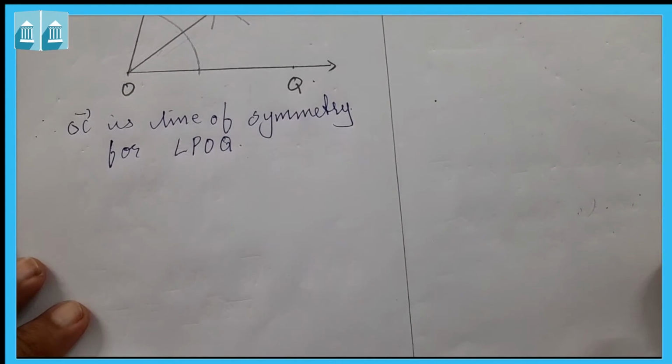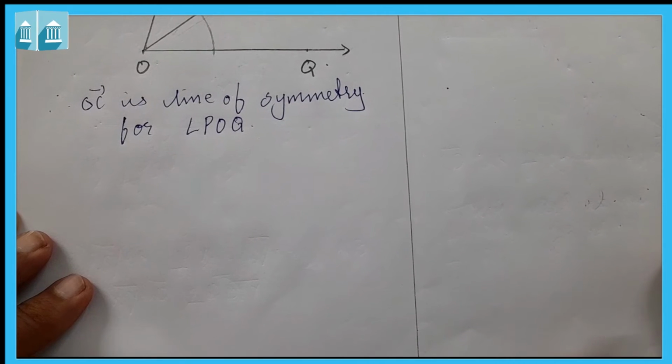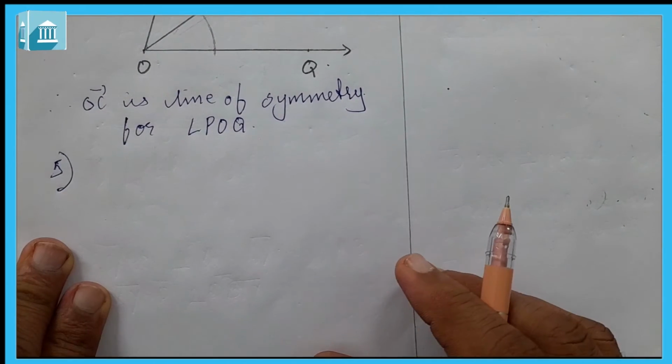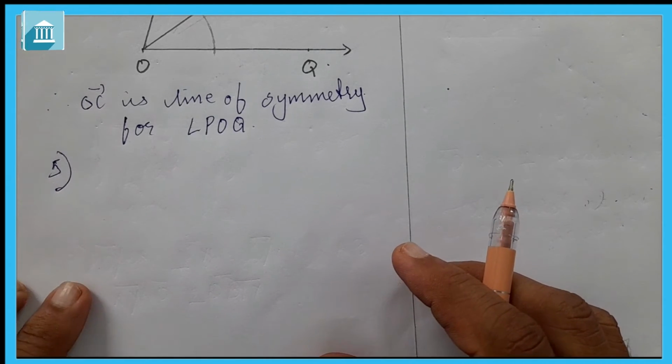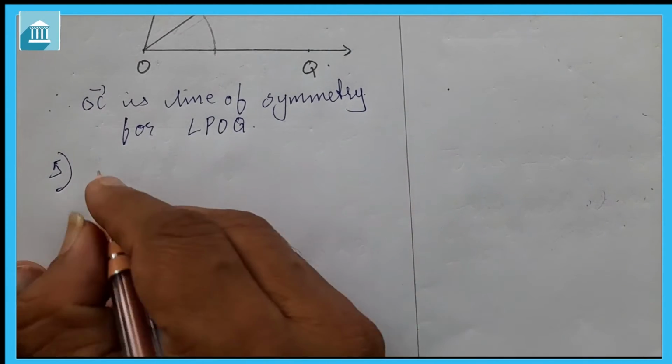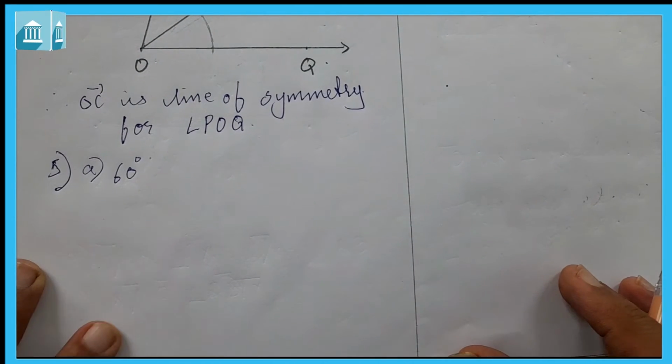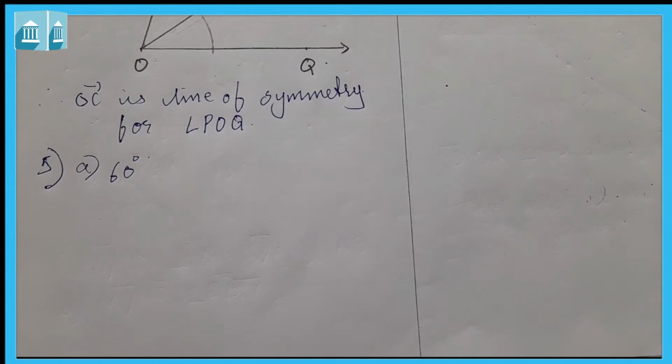Let us see question number 5. Question number 5 is construct with the ruler and compass angles of the following measure. In that first is 60 degree. Just now we had done how to draw 60 degree. Okay. So we all know how to draw 60 degree.